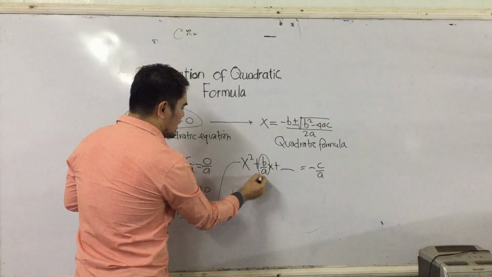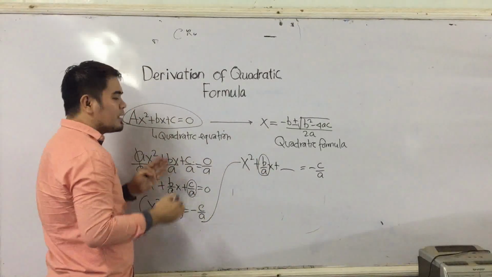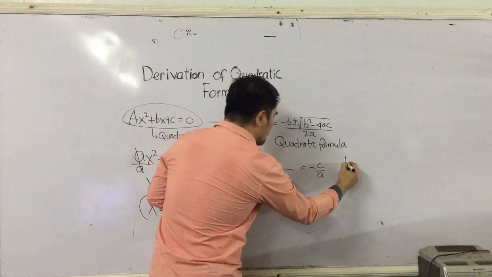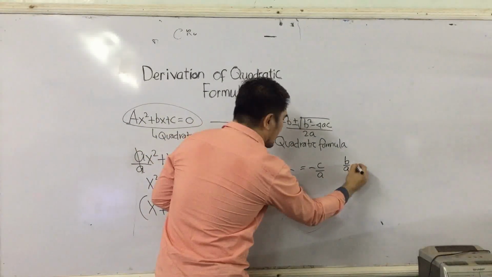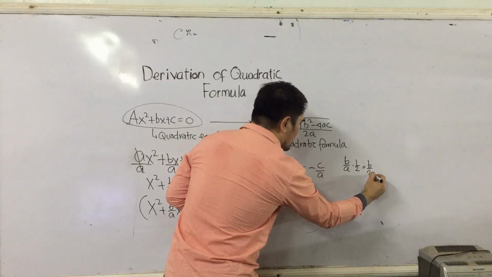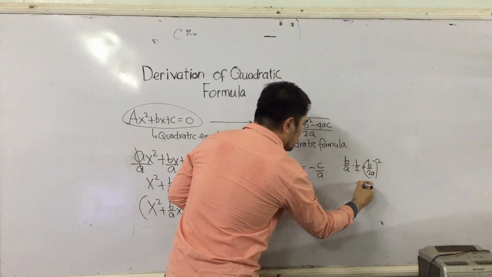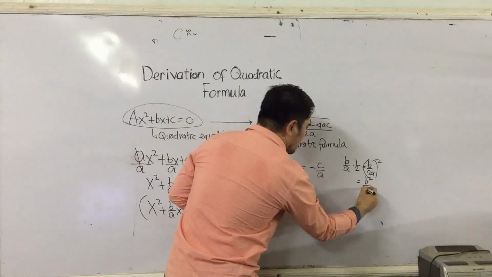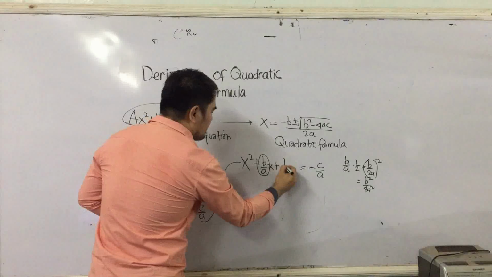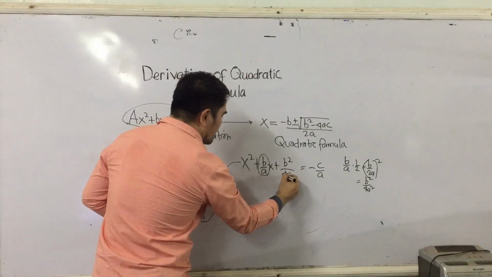We're going to observe the literal coefficient in the second term, then multiply it by 1/2. We have b over a times 1/2 equals b over 2a, then square. The answer is b squared over 4a squared. Then write it here, b squared over 4a squared.